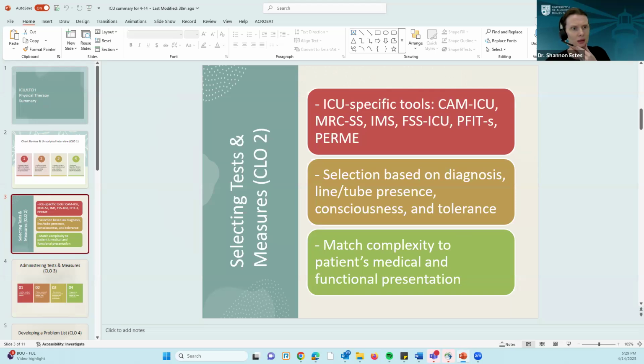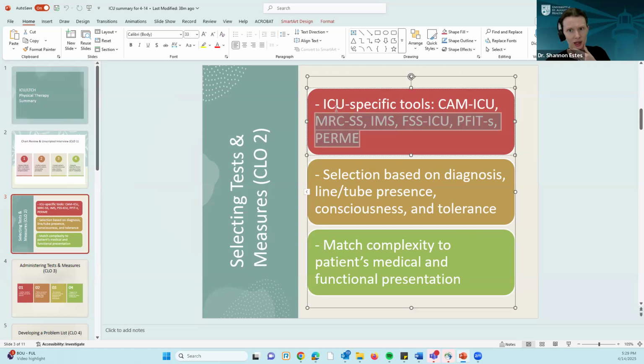Let's see. This is an example of maybe some of the ICU-specific tools, right? These are used in the ICU. They're not really used much outside of that. But other than those specific ones, you get to choose based on their diagnosis, what equipment you have, what equipment you need, whether they are conscious enough to do it, and their tolerance. Okay.